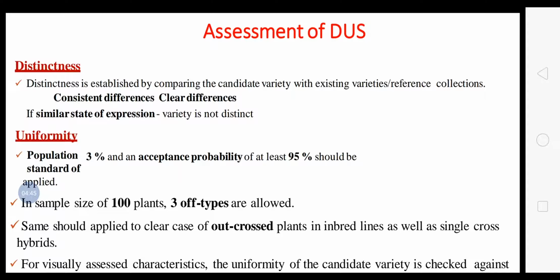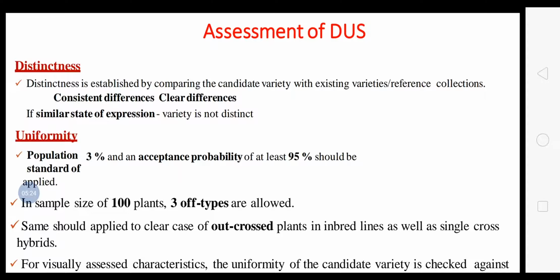The third character is uniformity. A population standard of 3% and an acceptance probability of at least 95% should be followed for uniformity. The size of the population may be 100 plants, and only 3 off types are allowed. Off types are deviations from uniformity, so only a little amount of deviation is allowed and the rest should be uniform. The same should apply to outcrossed plants, inbred lines as well as single cross hybrids.